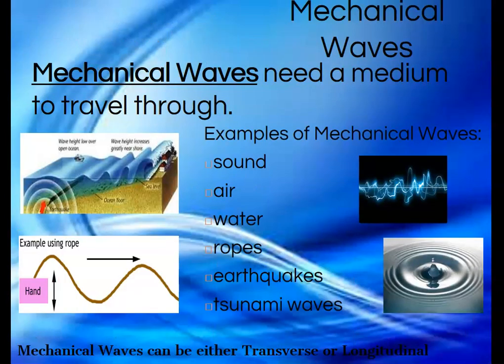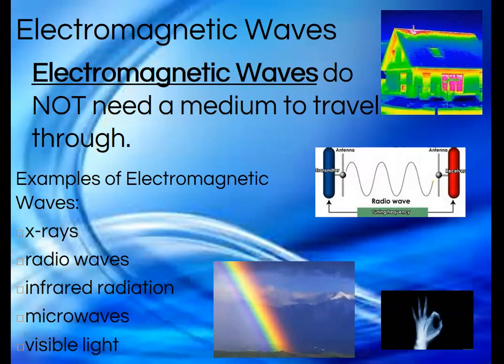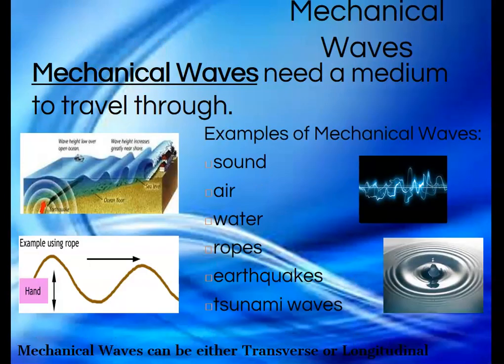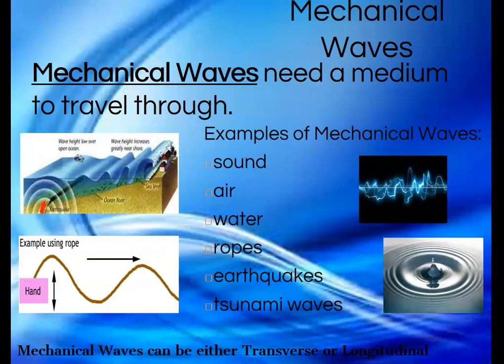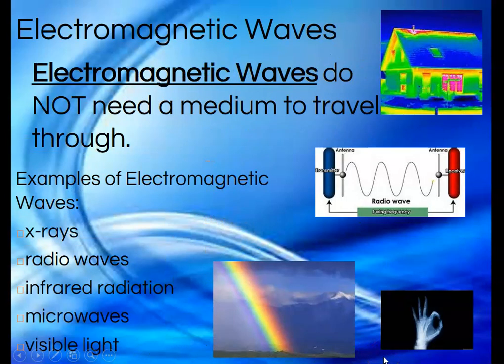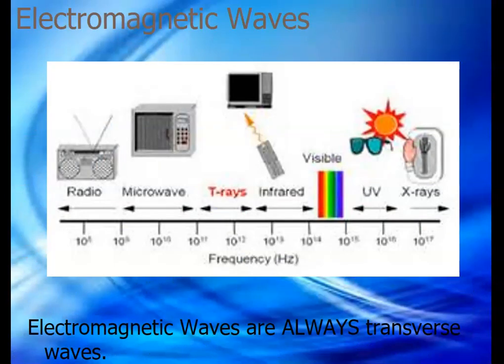Again, the difference between a mechanical wave and an electromagnetic wave is that the mechanical wave needs a medium to travel through, while the electromagnetic wave does not. Just to recap, mechanical waves can be either transverse or longitudinal. Electromagnetic waves are always transverse waves. So although mechanical waves can be transverse or longitudinal, electromagnetic waves are always considered transverse waves.